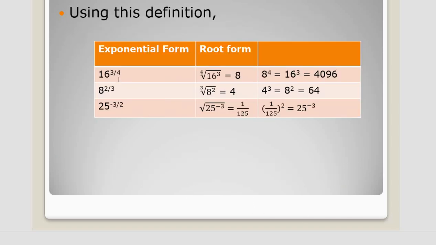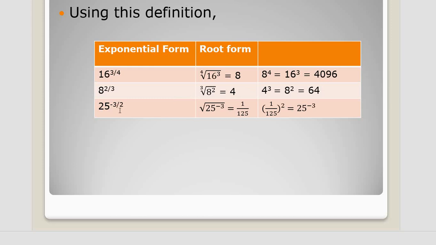Now 16 power 3 by 4. Take the fourth root of 16 power 3, which is equal to 8. You can check it in your calculators because 8 power 4 equals 16 power 3 equals 4096. 8 power 2 by 3 is the cube root of 8 square. 8 square is 64. 64's cube root is 4. So you can see it on the right here.